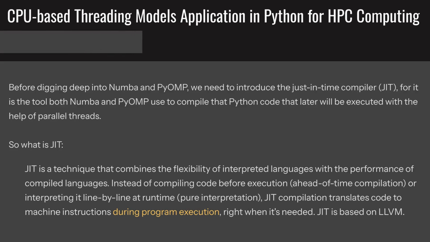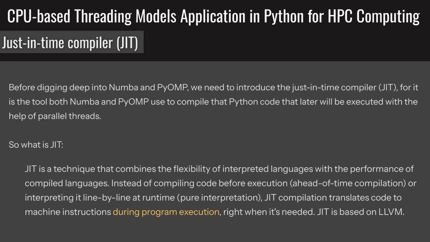Before digging deep into Numba and PyOMP, we need to introduce the just-in-time compiler, known as JIT, for it is the tool both Numba and PyOMP use to compile that Python code that later will be executed with the help of parallel threads. So what is JIT? JIT is a technique that combines the flexibility of interpreted languages with the performance of compiled languages.